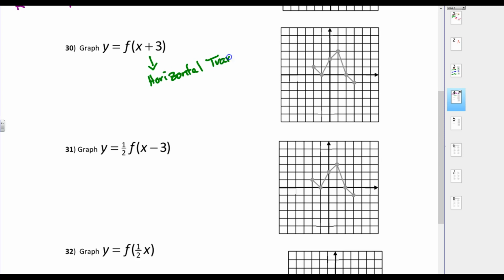So this next graph right here, when we're inside the parentheses, this becomes a horizontal translation. But with a horizontal translation, we do the opposite of what we think we should do. So if it's saying +3, that really means I'm going to go left 3. So that means each of these coordinates here is just going to get shoved left 3. So this guy, we're going to go left 1, 2, 3. Done. Left 1, 2, 3. Done.